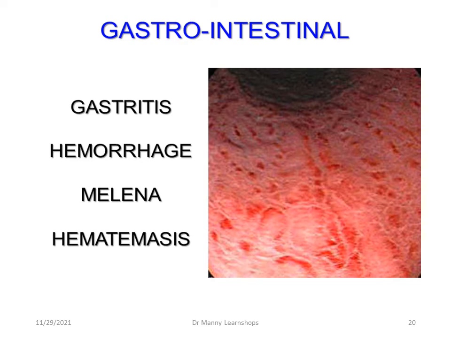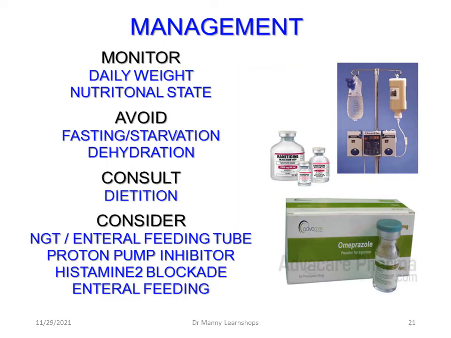Then there are gastrointestinal problems which could involve gastritis, hemorrhage, melena and hematemesis. Consider in the management daily weight, their nutritional state, avoid fasting and starvation, avoid dehydration, consult with a dietitian. Also consider nasogastric tube, enteral feeding tube, feeding, proton pump inhibitors, histamine 2 blockade and enteral feeding. For those of you that are not familiar with certain medications, go to the Dr Manny Learnshops on pharmacology. They cover these simply and effectively.